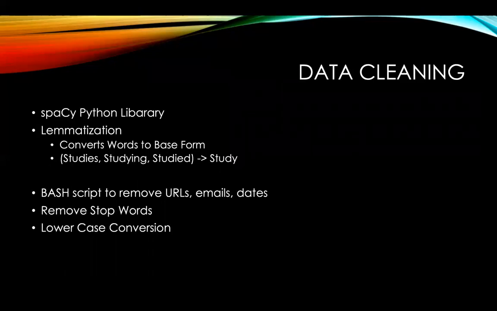So once we collected the data, we needed to clean it. And to do this, we first applied lemmatization to it, which we did through a Python library called spaCy. And what lemmatization does is it converts words to their root form. So you can see an example there. And it does this by using a library of common English words with their roots. And then next, we used a bash script to remove URLs, emails, and dates. And finally, we removed stop words and did lowercase conversion.